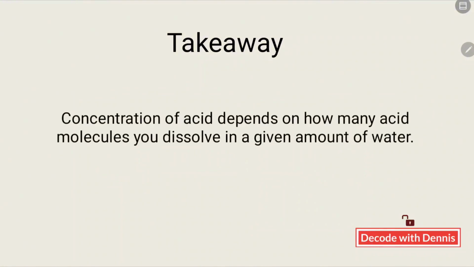So the takeaway is that the concentration of acid depends on how many acid molecules you dissolve in a given amount of water. So if you need a more concentrated acid, you just need to dissolve more acid molecules in a given amount of water.